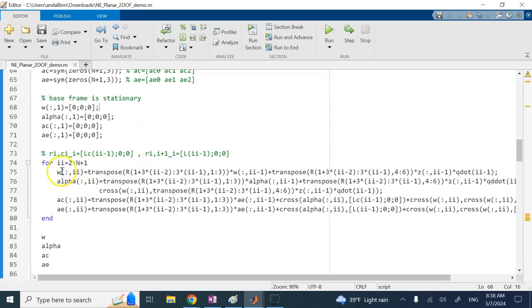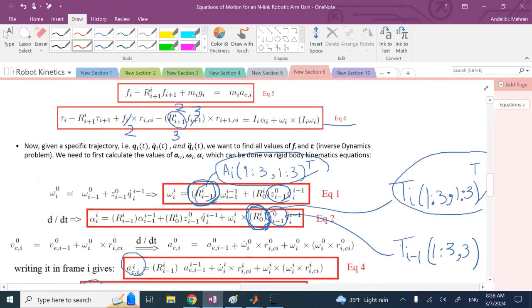Now, here are those equations. So this is the update equation for W. You see, omega I equals the transpose of the R times omega I minus 1. What is that? Let's go and look. That is this equation number 1.